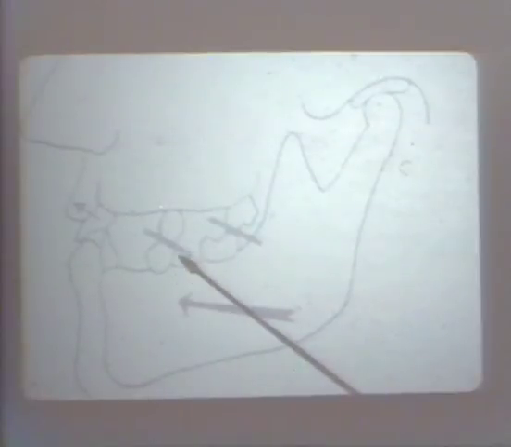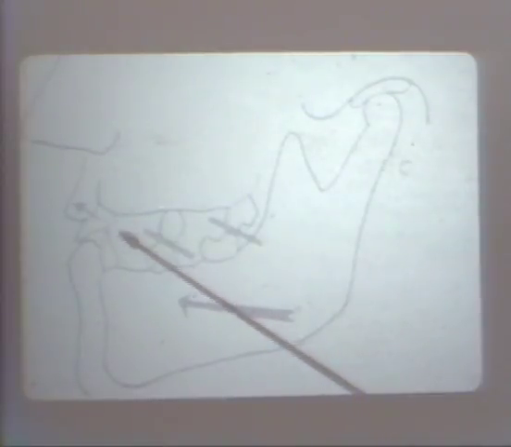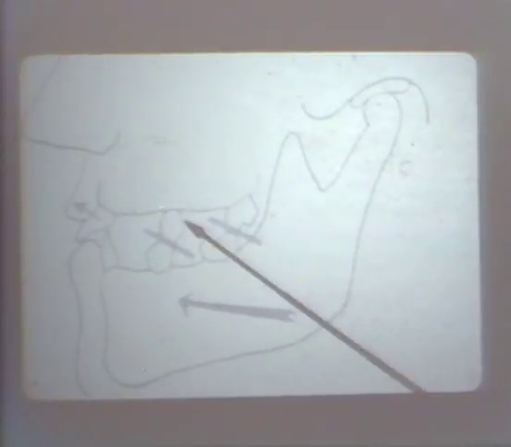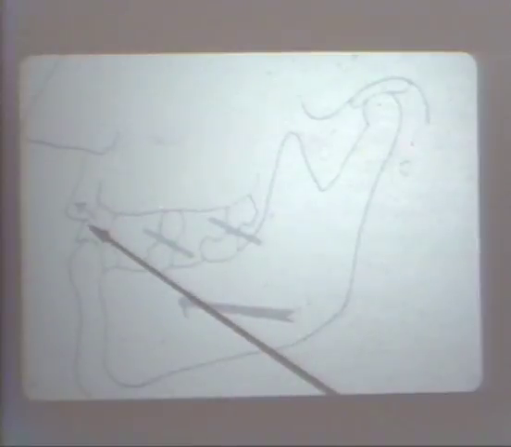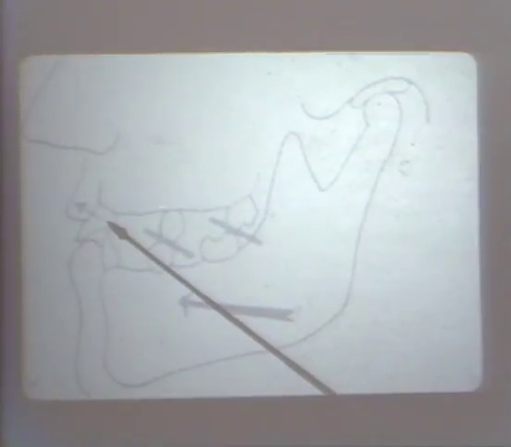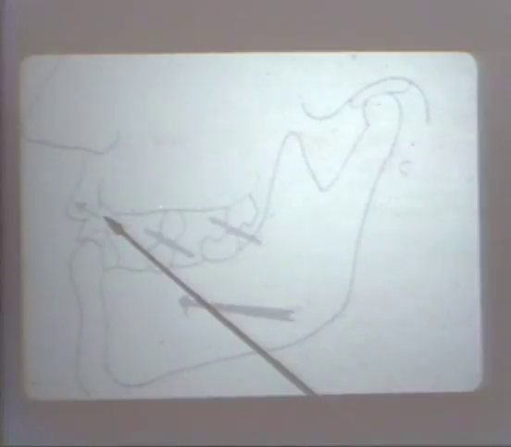collapsing of the bite. In an attempt to get more teeth contacting in the intercuspal position, the mandible will be repositioned even more forwards. You'll have less contact here. For a while, you'll have more contact here. Then eventually, these teeth will spread further, and you have what we call a progressive collapse of the bite with a flaring of the anterior teeth.